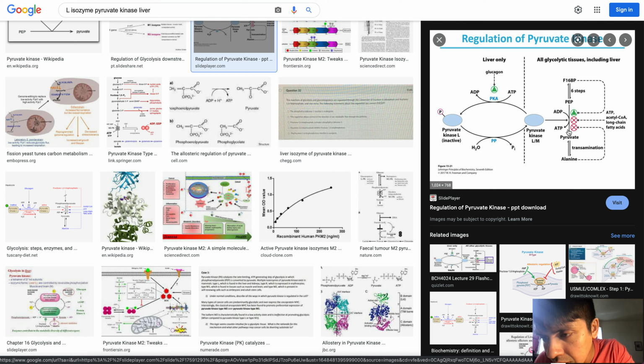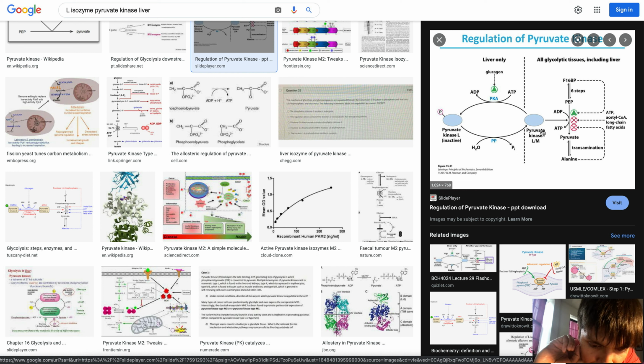pyruvate kinase can go, and it will still be regulated potentially by the presence of alanine and by the presence of pyruvate, etc. But it won't be sensitive to ATP regulation because it will know that ATP isn't present enough to cause this regulation. Again, this is all ratio driven.